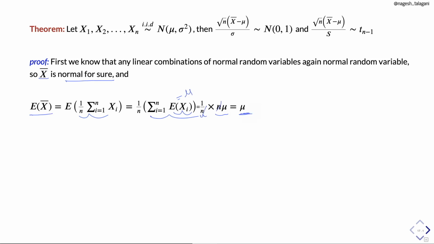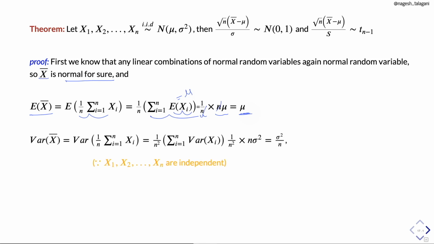Now let us look at the variance of X bar. What is X bar? 1 by n summation i equal to 1 to n Xi. We know that the variance of aX we can write as a square times variance of X. So first I can write this as 1 by n square times the variance of summation i equal to 1 to n Xi. Again here X1, X2, Xn are independent.